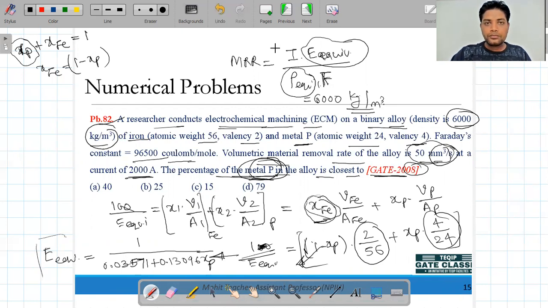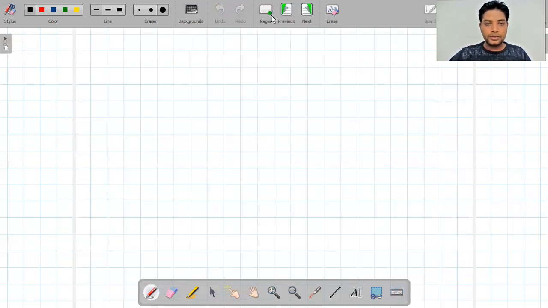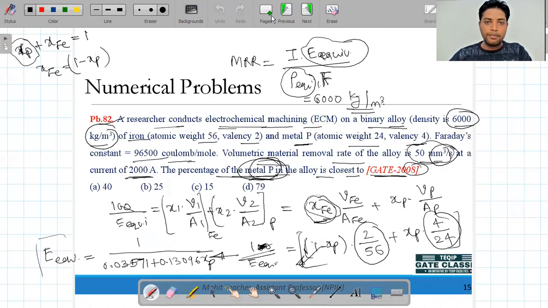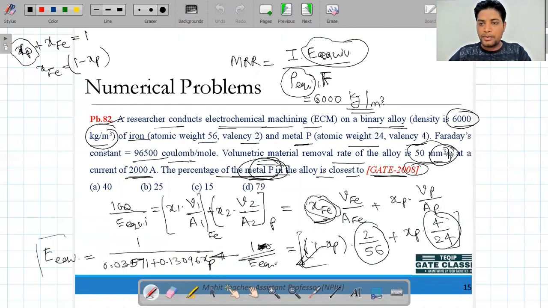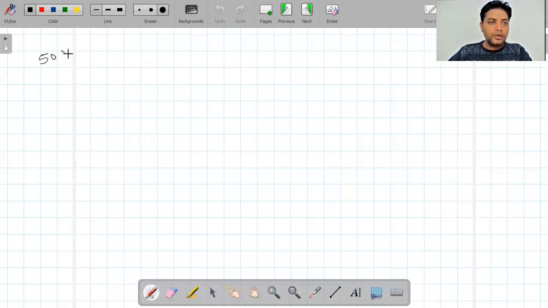Now getting one more page. Once this is completed, just put this value over here. So when you put this value, this will be like 50 into mm cube per second. As the density is given in meter cube, I'm converting this into meter cube. So when you convert this into meter cube, this will be 10 raised to power minus 3 cube, so this becomes 10 raised to power minus 9.